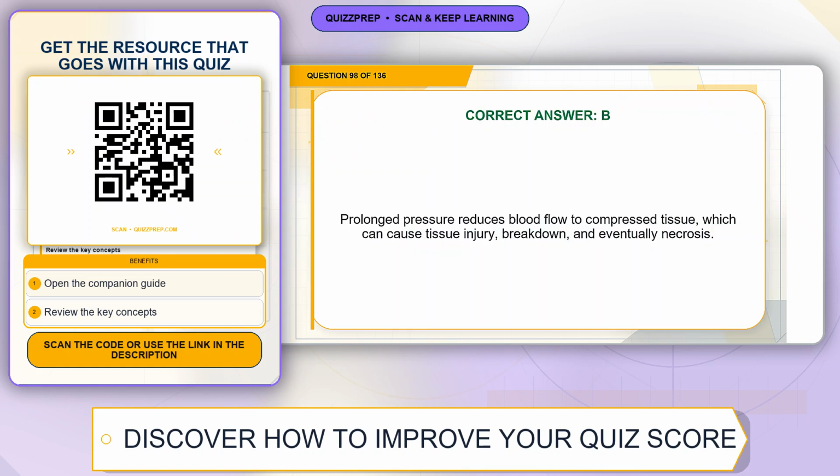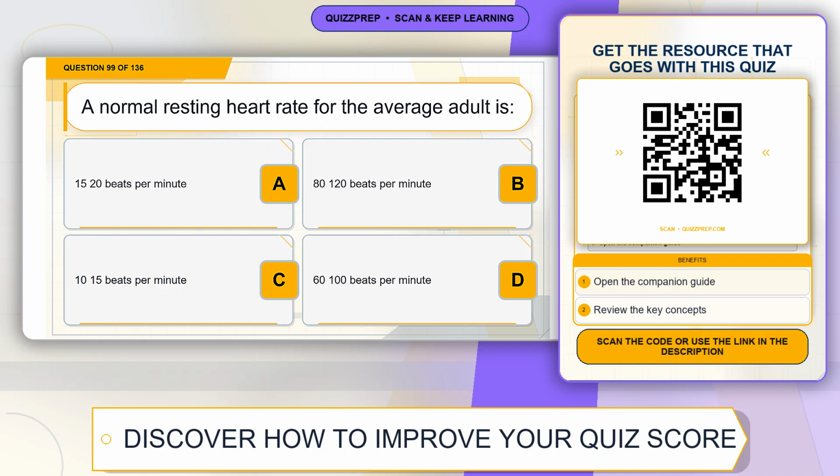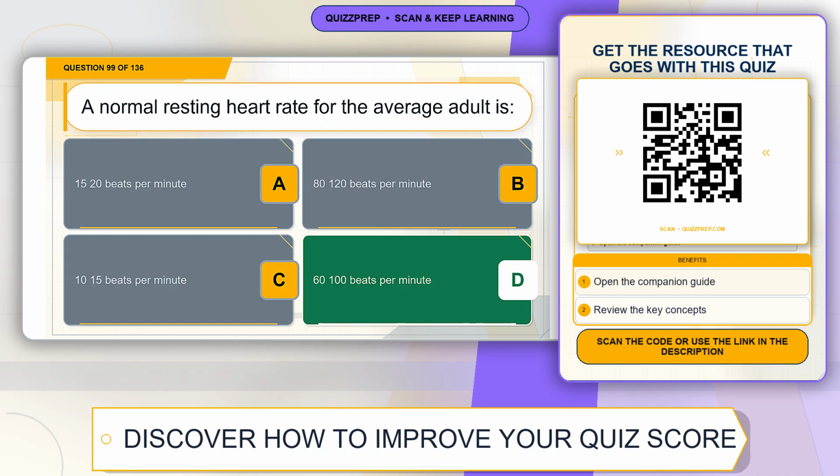Explanation. Prolonged pressure reduces blood flow to compressed tissue, which can cause tissue injury, breakdown, and eventually necrosis. Question 99. A normal resting heart rate for the average adult is: Option A, 15-20 beats per minute. Option B, 80-120 beats per minute. Option C, 10-15 beats per minute. Option D, 60-100 beats per minute. The correct answer is option D, 60-100 beats per minute.